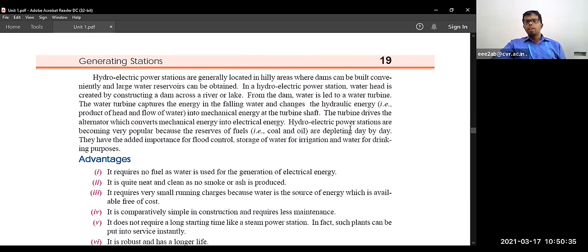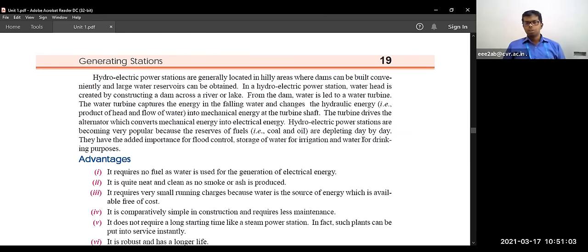Hydroelectric power stations are becoming very popular because reserves of fuel like coal and oil are depleting day by day. So we can't rely on coal. As I said, only 30 years. After 30 years, no coal resources will be available all over the world. Maybe it may be available, but very few.